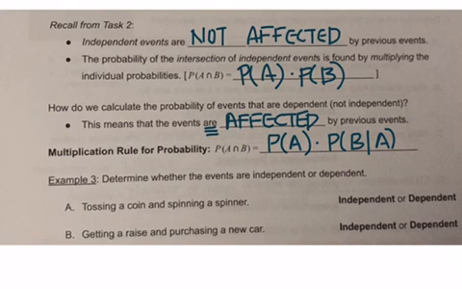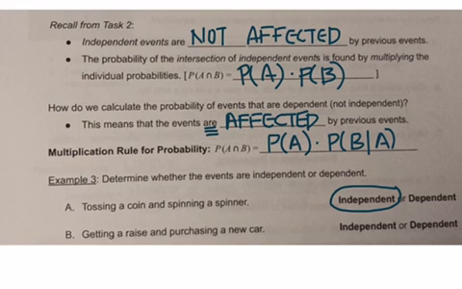So tossing a coin and spinning a spinner. Does tossing a coin affect spinning the spinner? No, they're two different things. I can toss a coin and spin a spinner. Whatever I get on the coin isn't going to affect what I get on the spinner. So these are independent events. Okay, they're not going to affect each other.